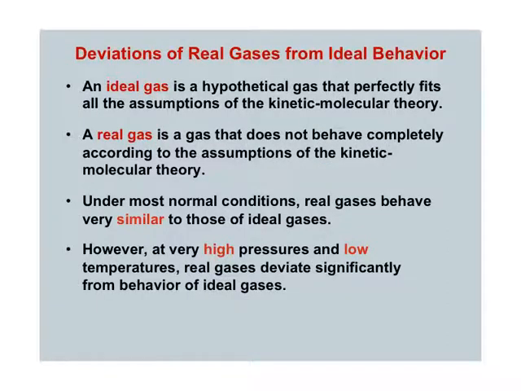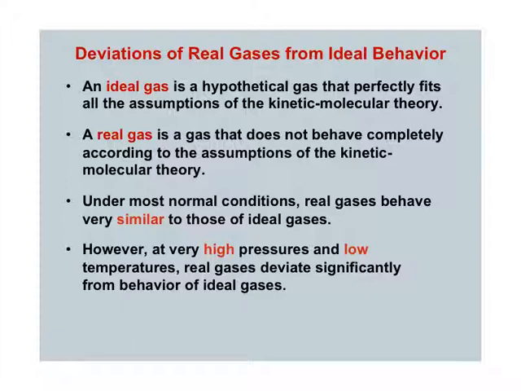Alright, let's talk about deviation of real gases from ideal behavior. Now, an ideal gas is something we're going to talk about next chapter more in depth, but it's a hypothetical gas that perfectly fits all the assumptions of the kinetic molecular theory, meaning it always has elastic collisions, the particles are always far apart and they're always moving, there's no attraction, and the temperature depends directly on the average kinetic energy. Thing is, real gases don't always fit all of those assumptions, okay?